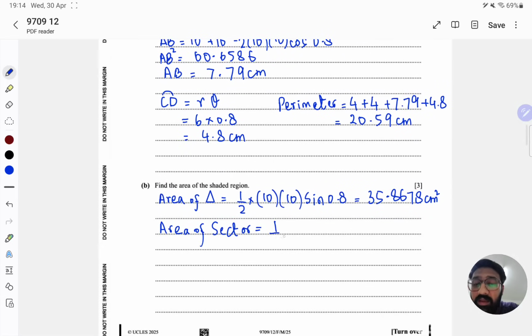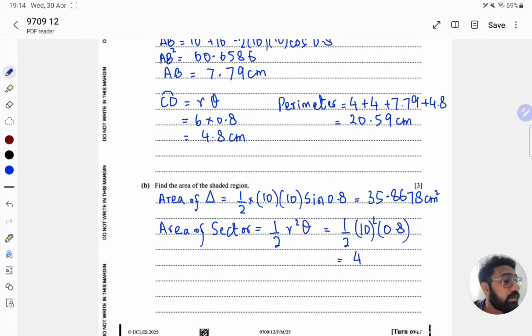Now we need to find the area of the sector, and for that we have the formula 1 by 2 r square theta. The value of the radius is again 10 and theta is 0.8. So 0.5 times 100 times 0.8, the answer is 40.